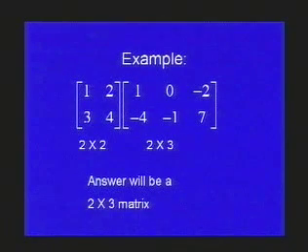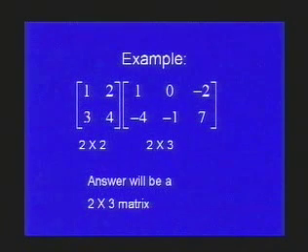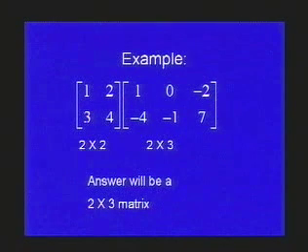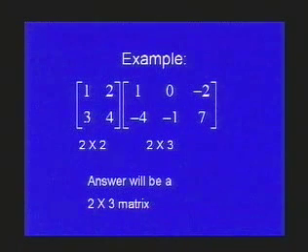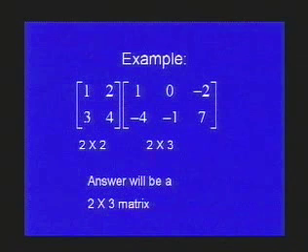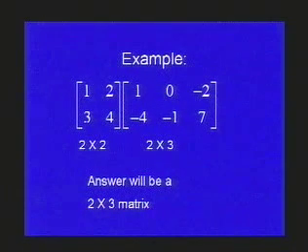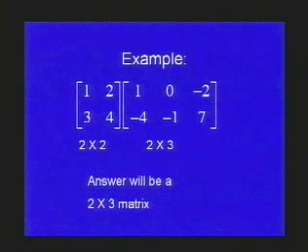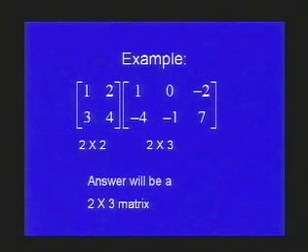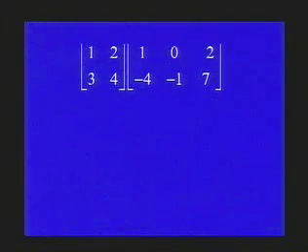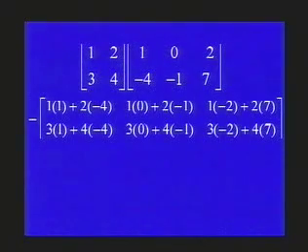Let's take a look at an example. If I have the matrix 1, 2, 3, 4, which is a 2 by 2 matrix, times the matrix 1, 0, negative 2 in the first row, negative 4, negative 1, 7 in the second row, which is a 2 by 3 matrix, the answer to that, the product AB, would be a 2 by 3 matrix, the outer two dimensions, the 2 and the 3. So let's look at this example. I know I'm going to get a 2 by 3 matrix.